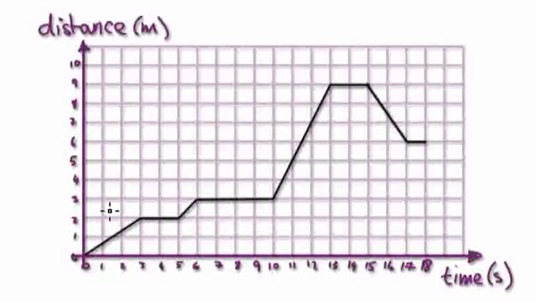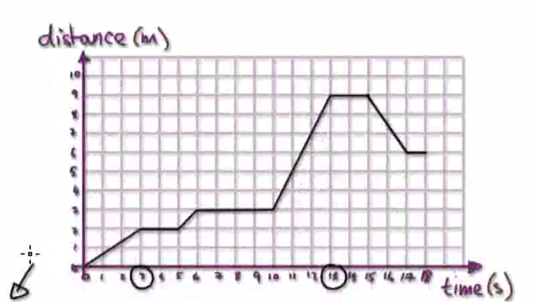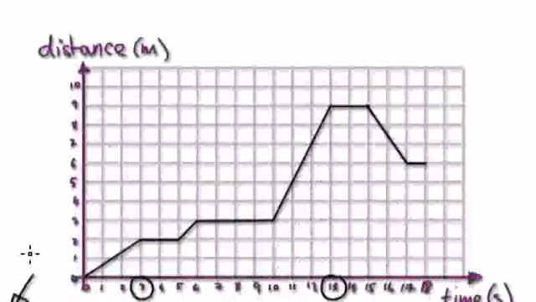Anyway, so given this graph here, work out the distance traveled between time equals 3 and time equals 13. Work out the distance traveled. So press pause and have a go. Now, well, I hope you pressed pause and had a go already.